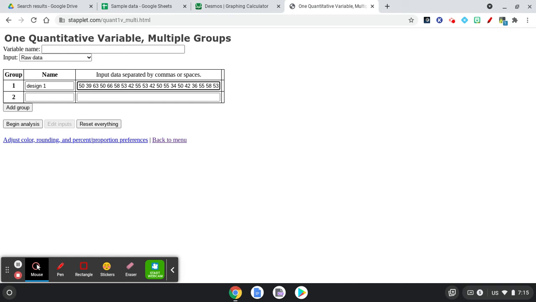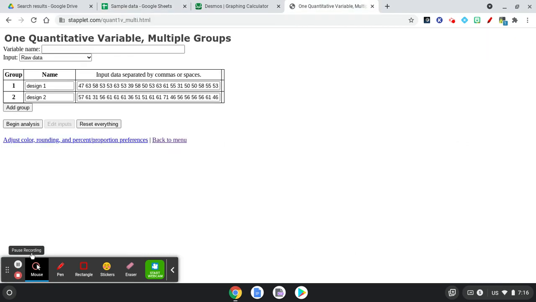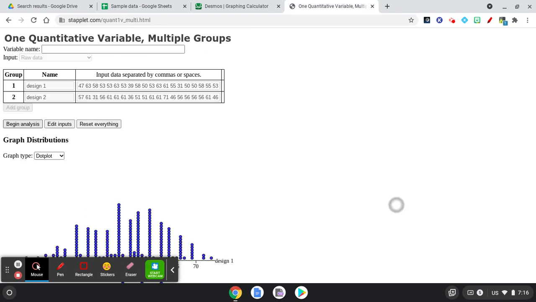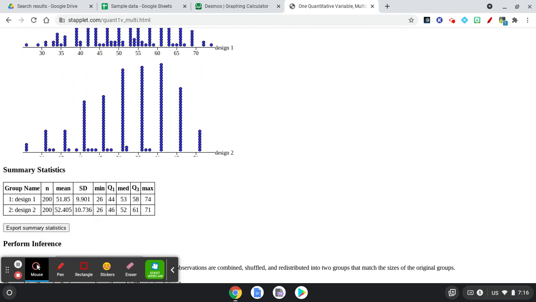And it puts it in there really nicely for you. So it separated it by spaces, which is exactly what you want. I'm going to go over and then do the same for the puzzle. Okay, so now what we're going to do is begin analysis. And so it gave us the dot plot. It gave us the means for both, the medians for both.